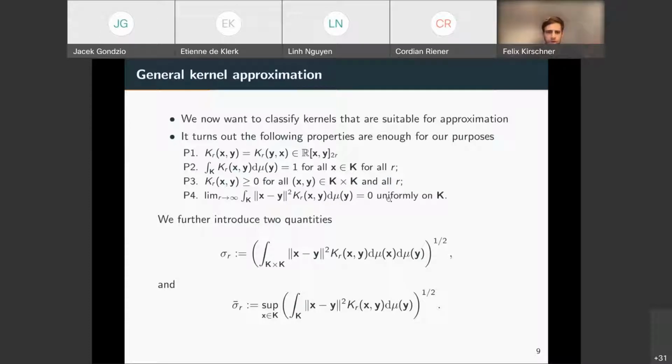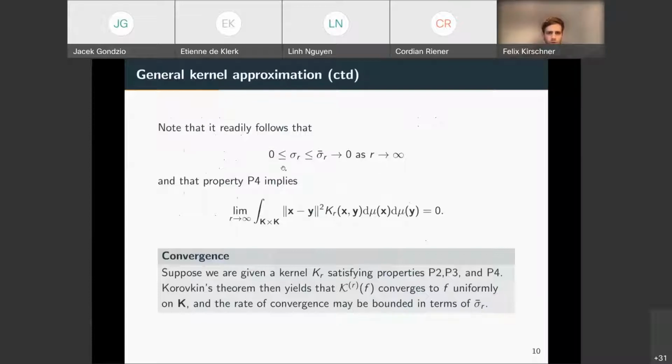This is a very dense slide, but do not worry about it too much, because we're going to repeat it every time we need it. But we will further introduce 2 quantities. The first one is the resolution of the kernel, which is denoted by σ_r. It's the square root of this integral, where we integrate the kernel with respect to x and y, multiplying it with the squared 2-norm of x minus y. And we further introduce the quantity σ̄_r, which is the supremum of this quantity right here. And the nice thing is that we will be able to bound the rate of convergence of the error of our approximation in terms of this quantity, but more on that later.